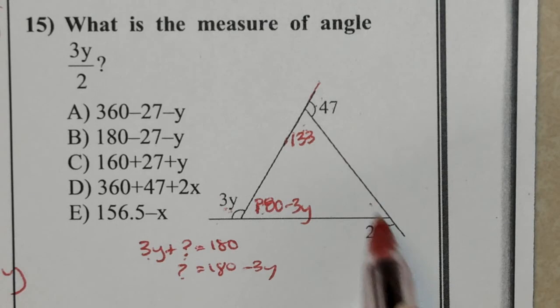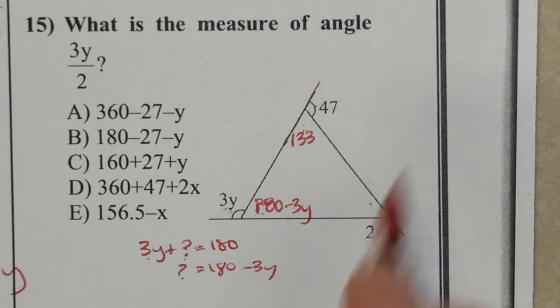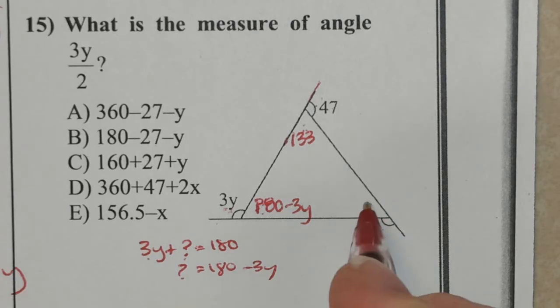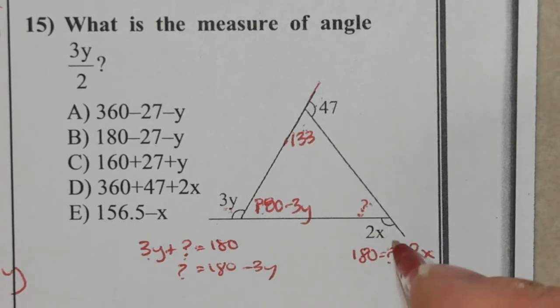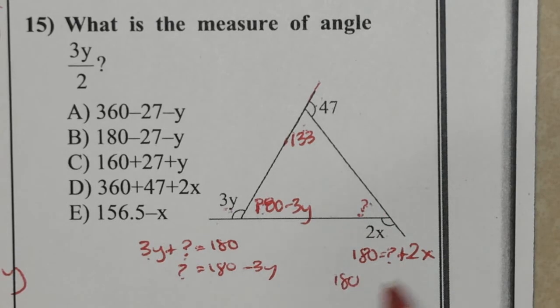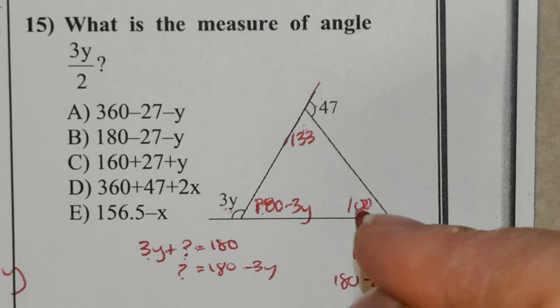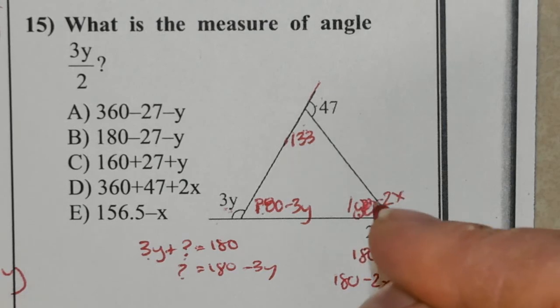Likewise over here, these two angles are supplementary. They create 180 degrees, or a straight line. So 180 is composed of the angle I have as a question mark plus 2x. And if I want to isolate the question mark, I'm going to subtract 2x from the opposite side. So this is 180 subtract 2x.